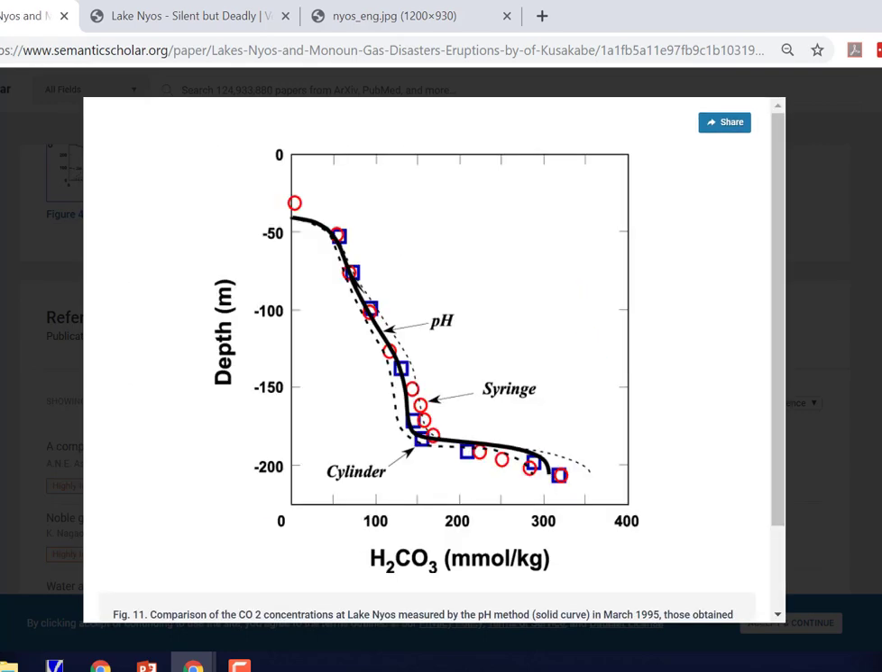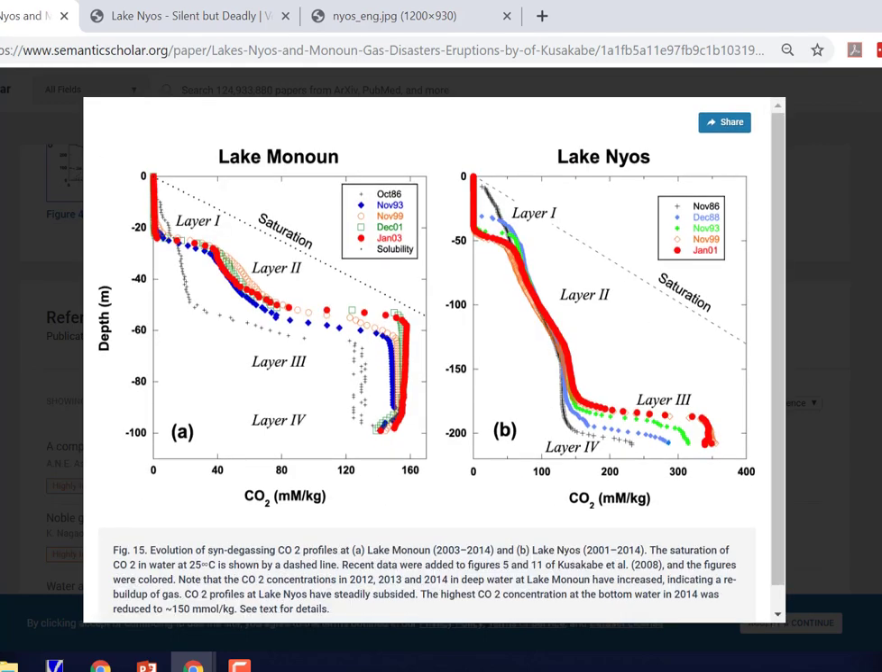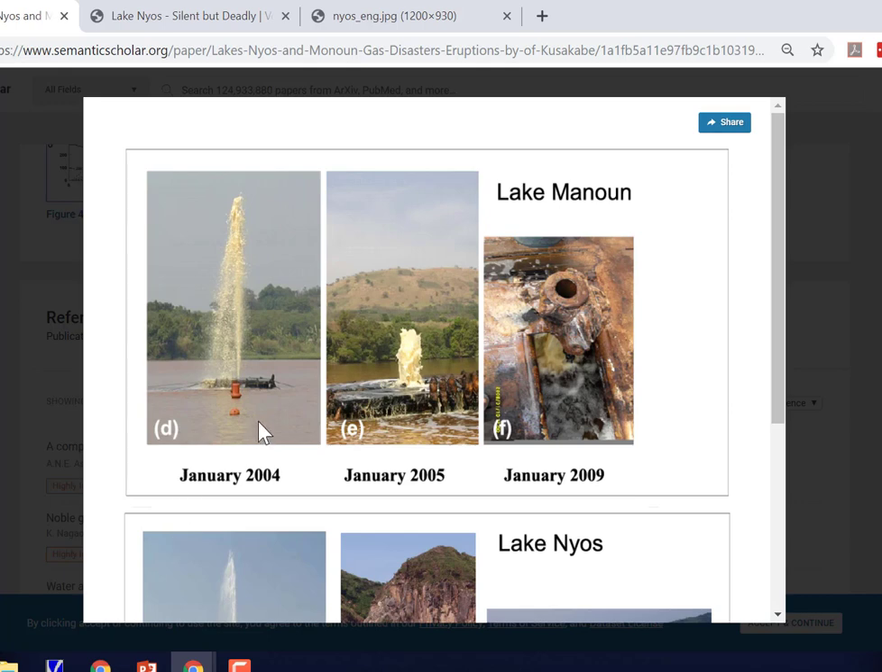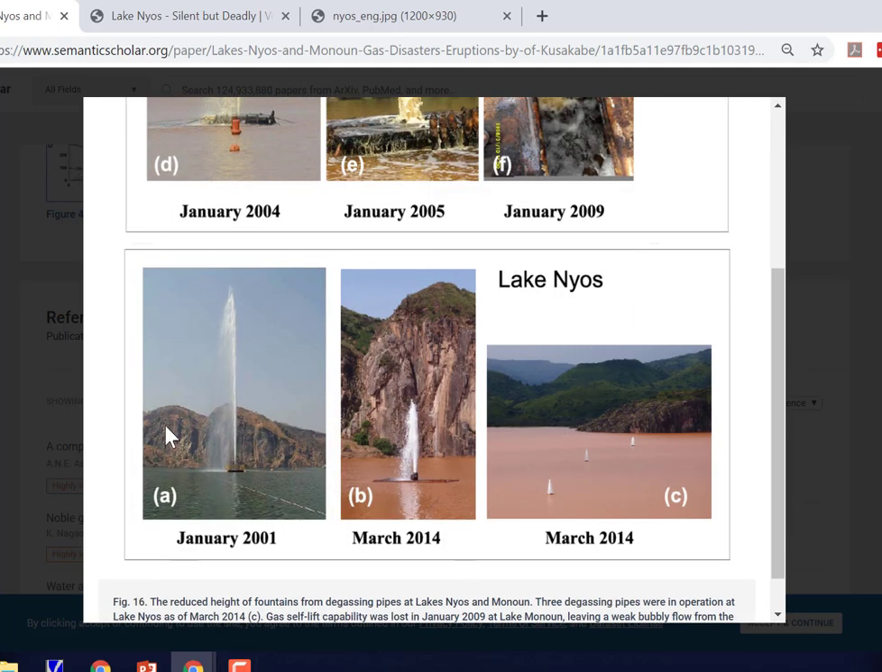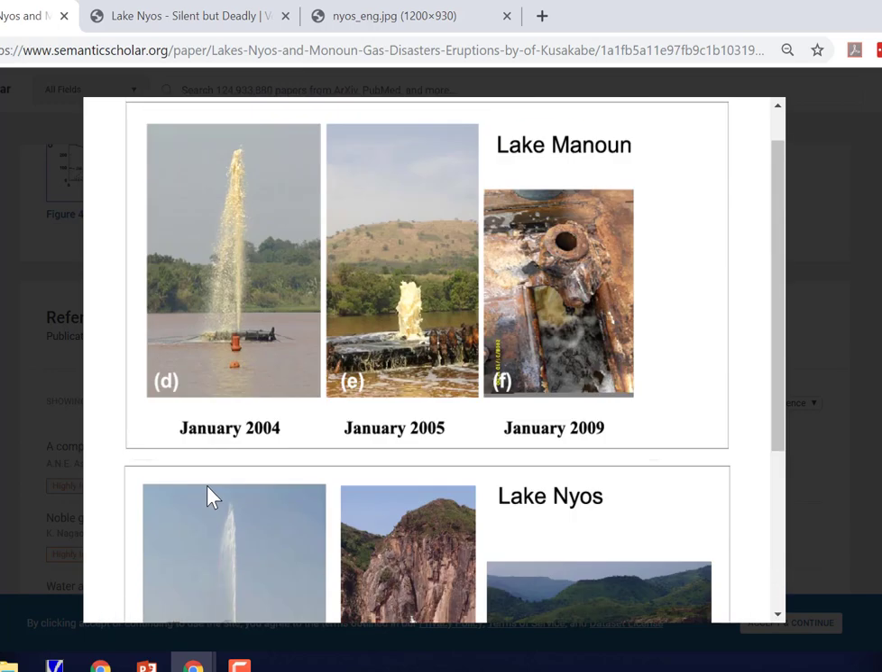That's the equipment for how they test it. But that first lake, that's what it was in January 2004. After you get rid of the carbon dioxide, it stops coming up. And that's what it looked like in 2009. There wasn't enough carbon dioxide to keep the water flowing. So that's good. You do not want to be around one of these things.